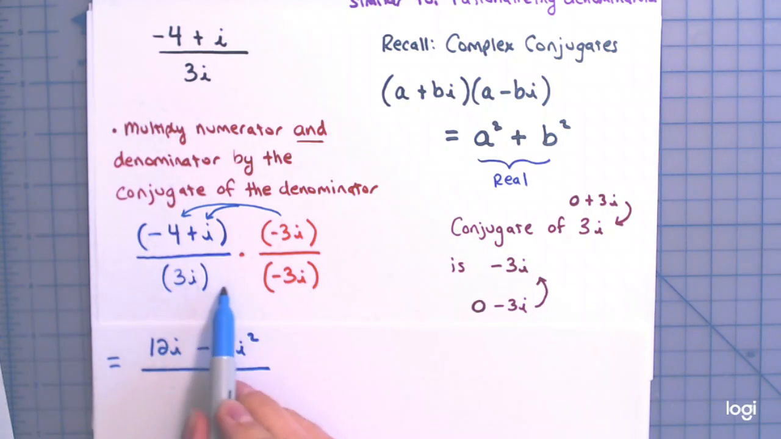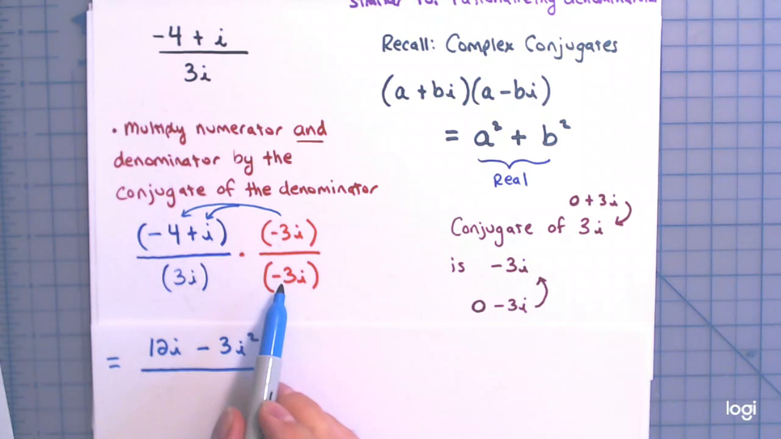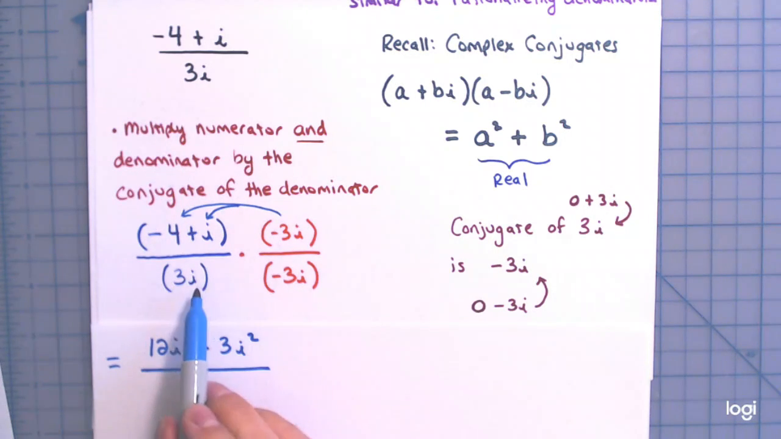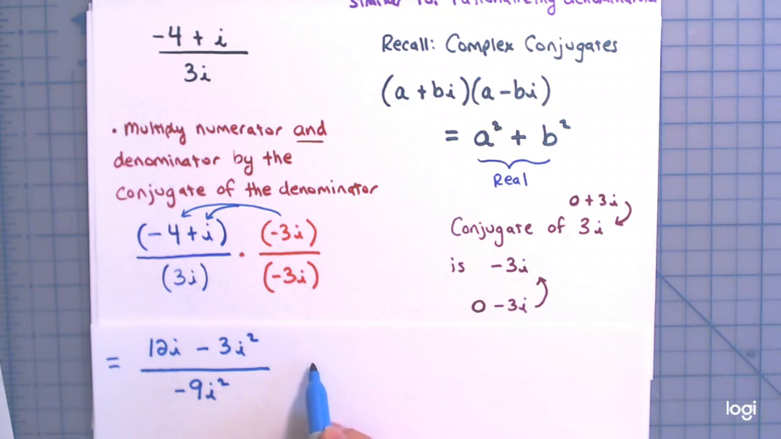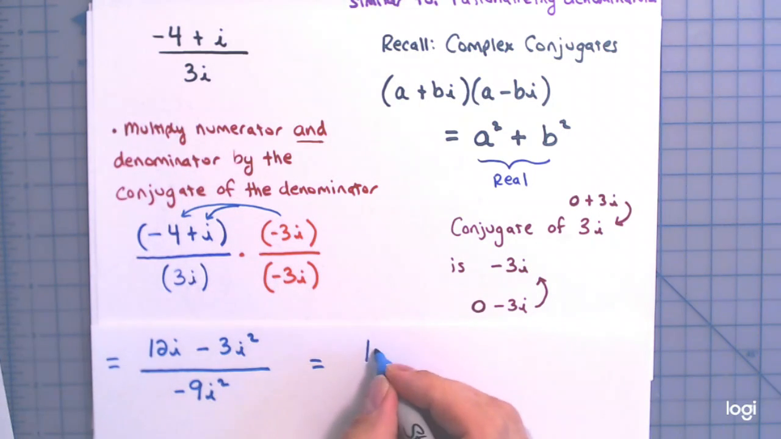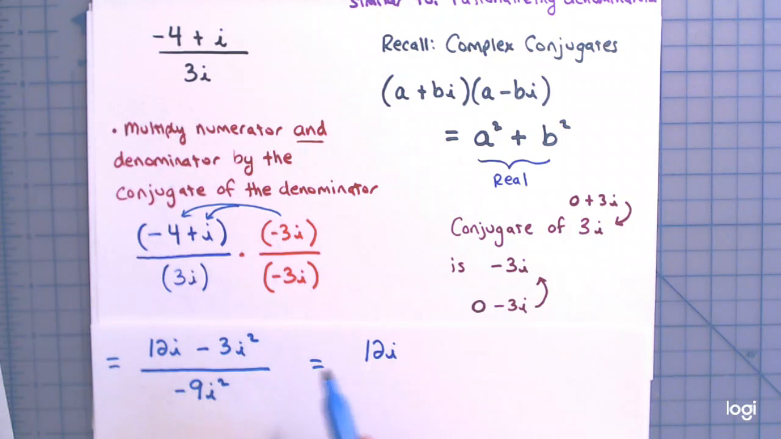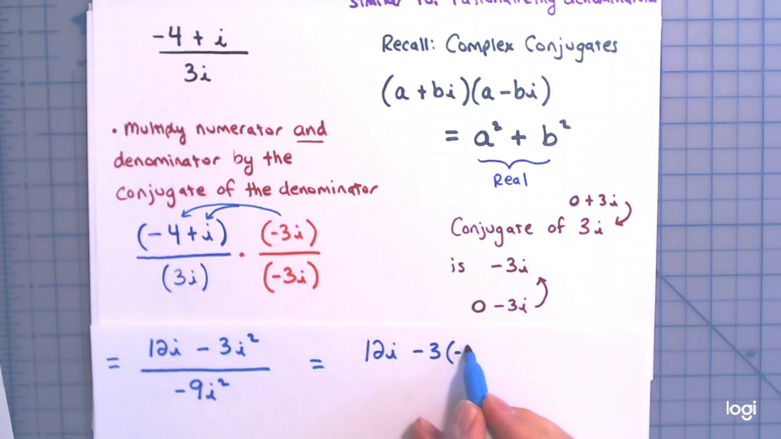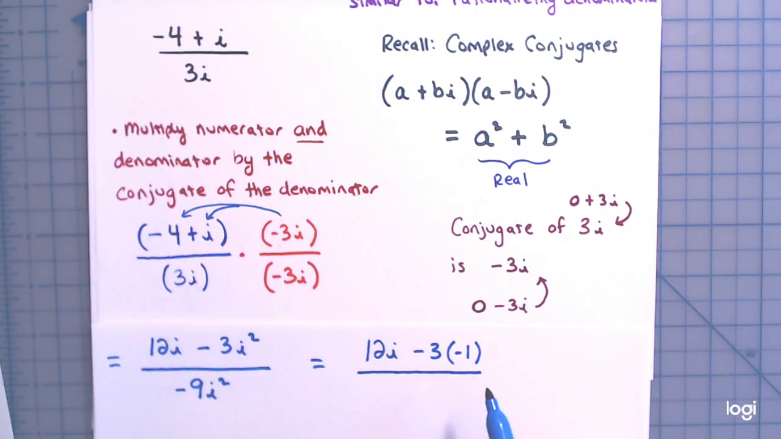Alright, so that's the numerator. Then the denominator, just 1 term times 1 term, right? There's no distributing that needs to be done down there. So positive 3i times negative 3i would be negative 9i squared. But don't forget, i squared is negative 1. So really what I have here in the numerator is 12i and then minus 3 times negative 1, right? i squared is negative 1. And then the denominator is negative 9 times negative 1.